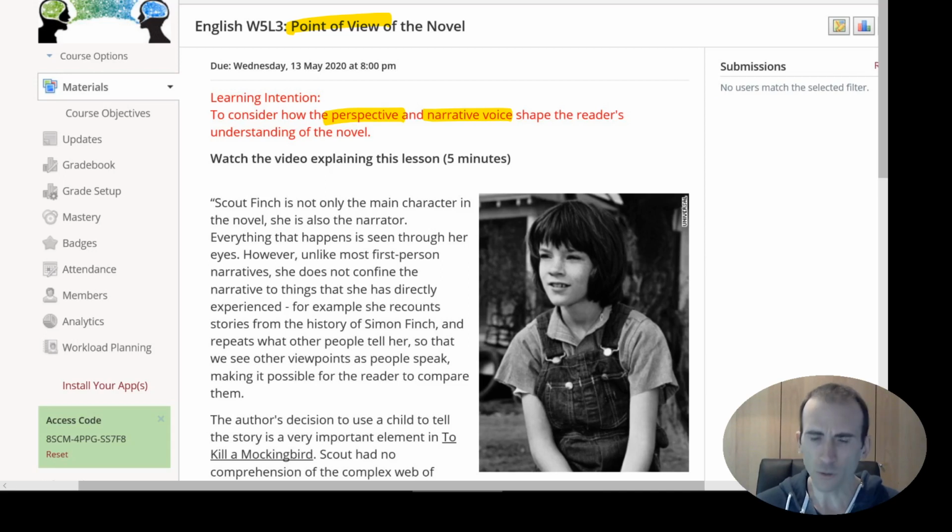I mean, it was an unusual choice, right? This is a story about racism and rape and murder, and yet it's told from the point of view of a 6-year-old girl. Why did Harper Lee make this decision? How does telling the story from Scout's point of view help express Lee's ideas? That's what we're trying to answer in this lesson.